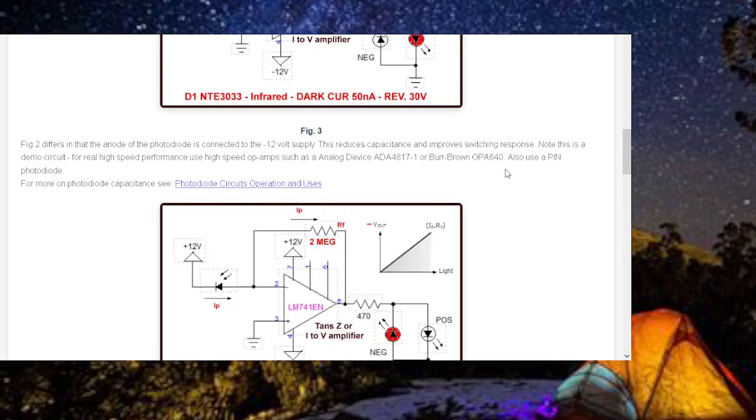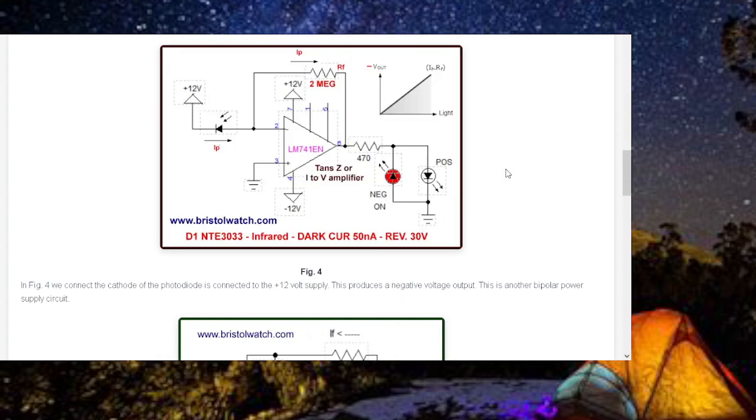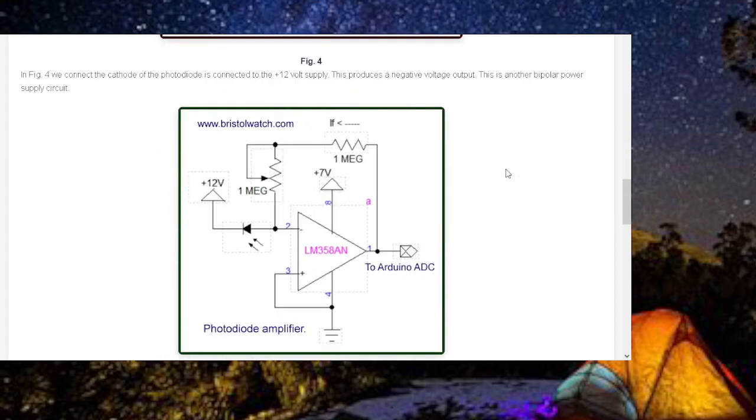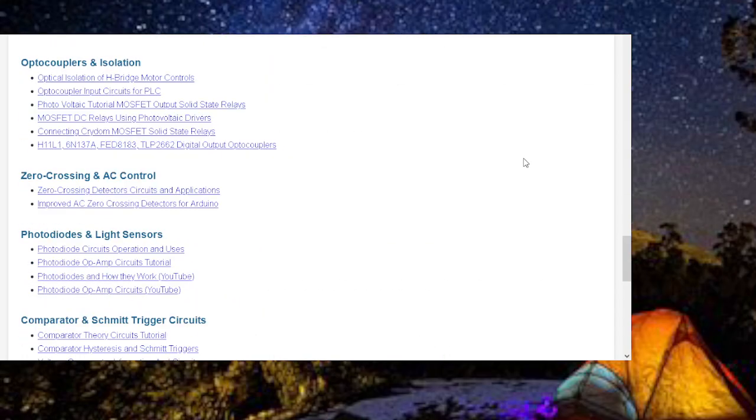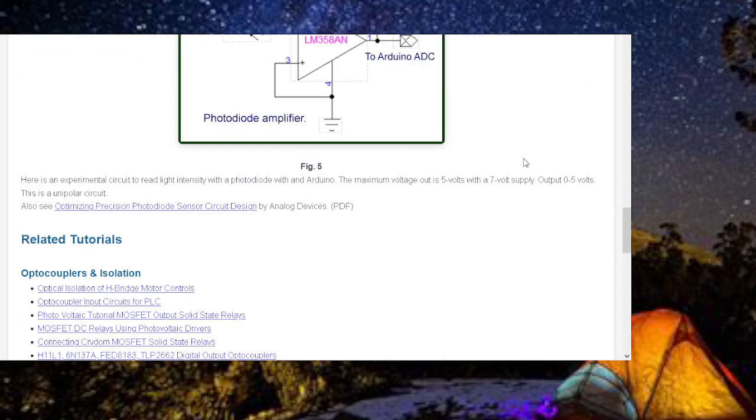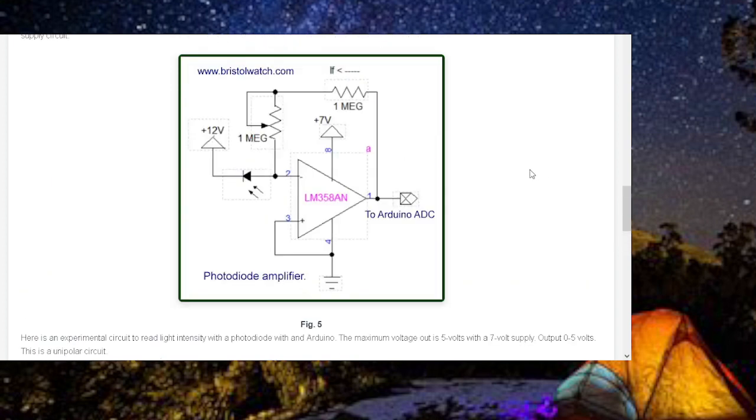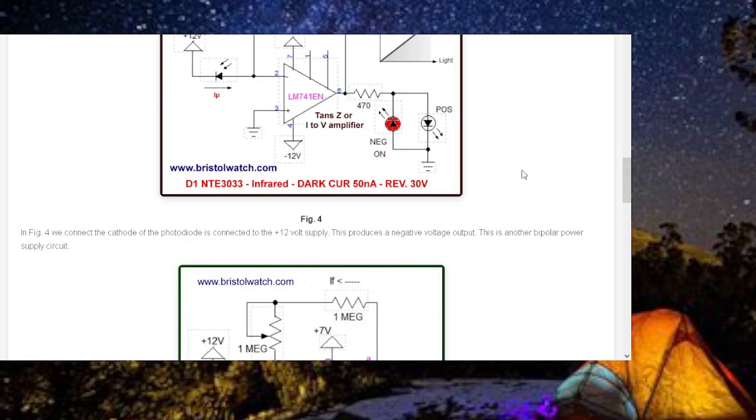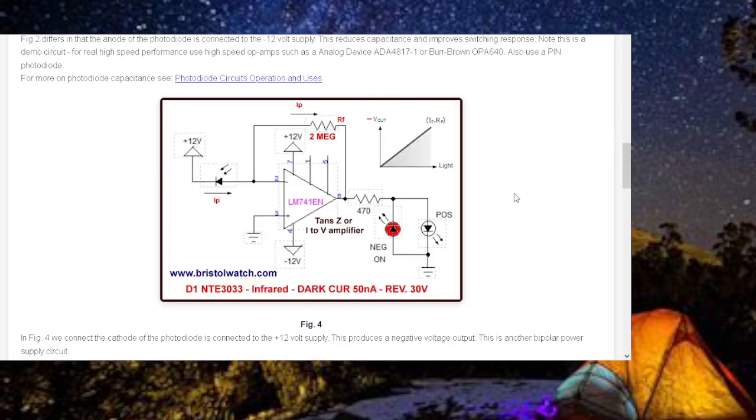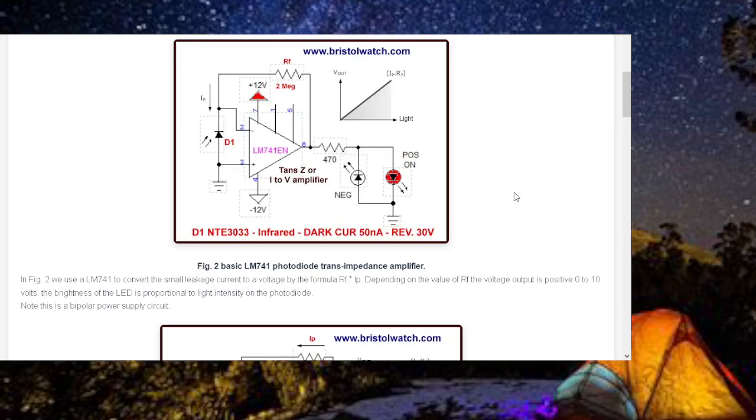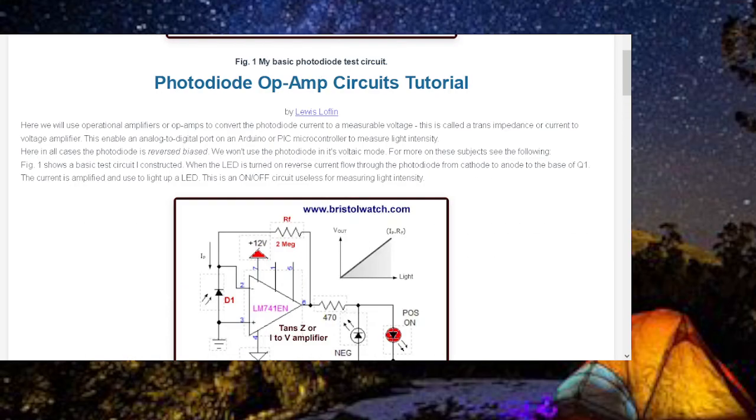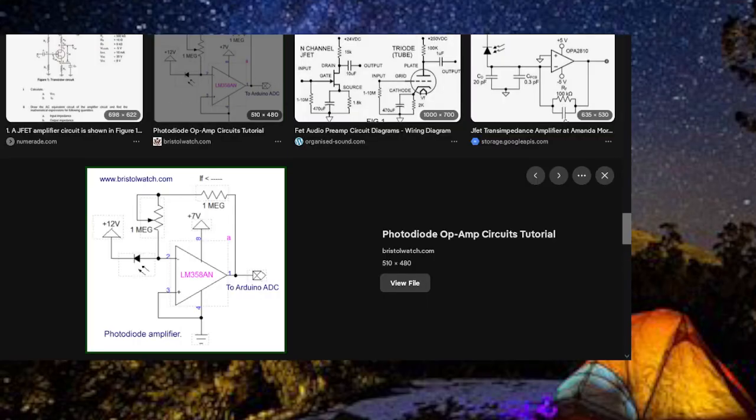An LM741 at the input, at the output of a photodiode. LM358. That circuit's just too simple. It's just like an on-off switch for bright lights and stuff. I think, really honestly, I think I got what I need.